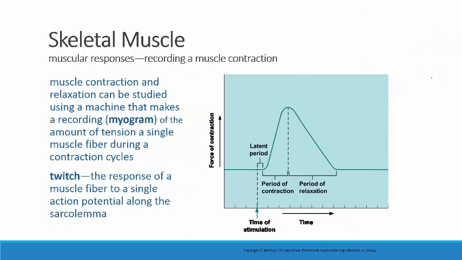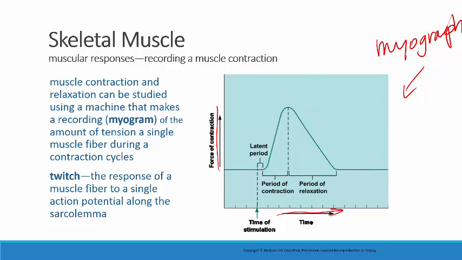If we look at a single contraction cycle, we can use a machine called a myogram, and it produces a readout that looks like this. This is a myograph, where here on the y-axis we can look at how much contraction force is being stimulated in the muscle, or in the muscle fiber actually. And this is time on the x-axis here.